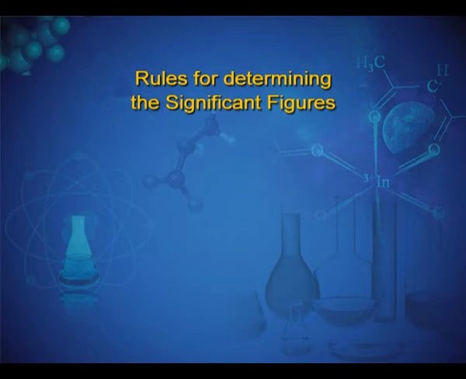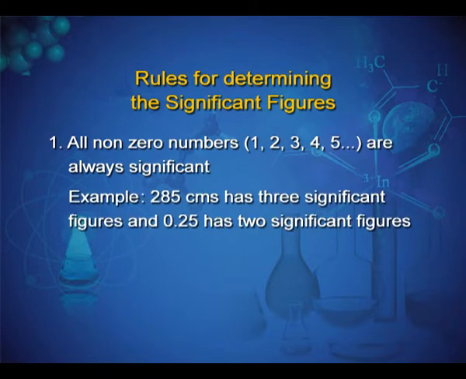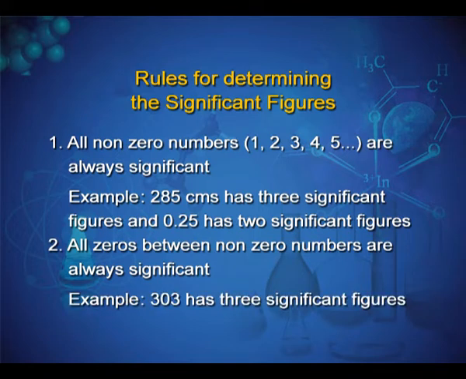The first rule is that all non-zero numbers like 1, 2, 3, 4, 5, etc. are always significant. Example, 285 centimeters has 3 significant figures and 0.25 has 2 significant figures. Second rule, all zeros between non-zero numbers are always significant. Example, 303 has 3 significant figures.